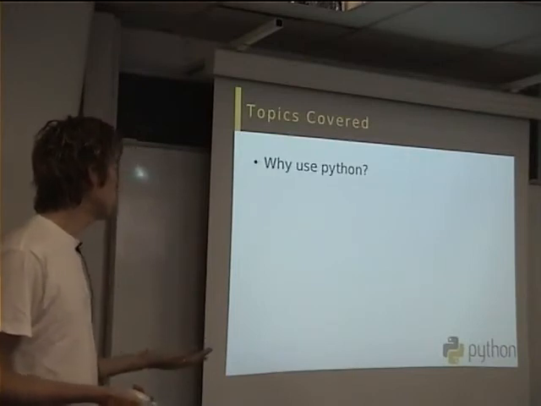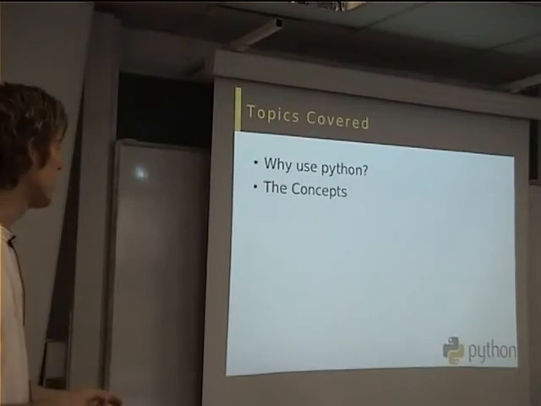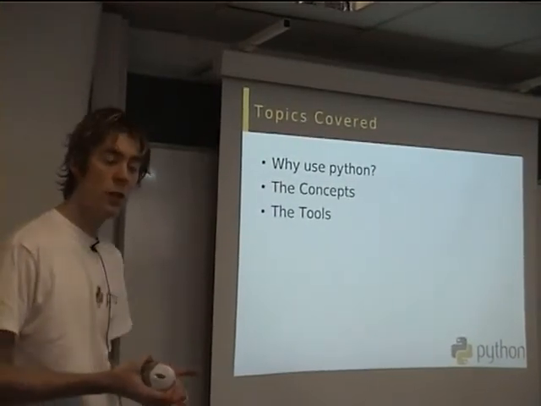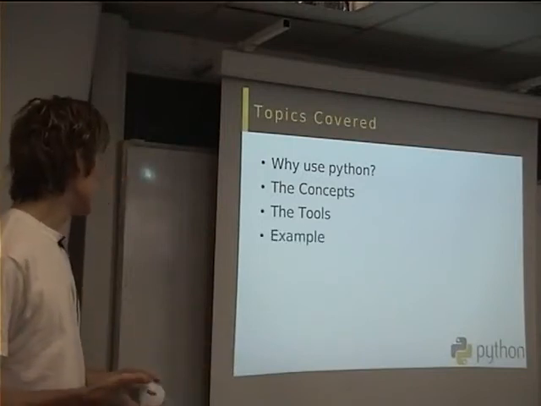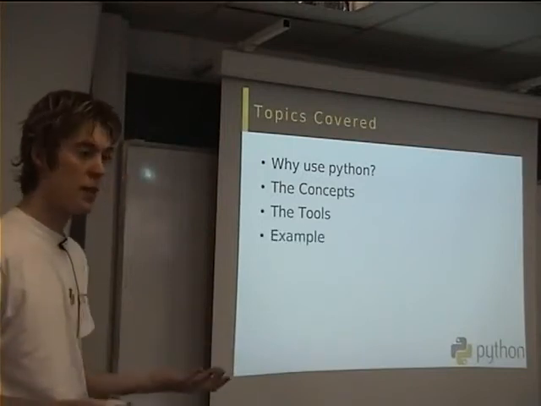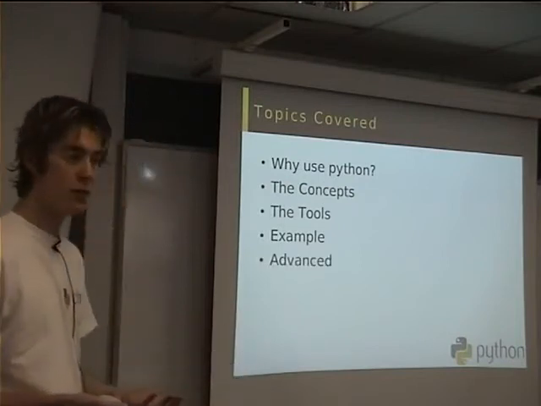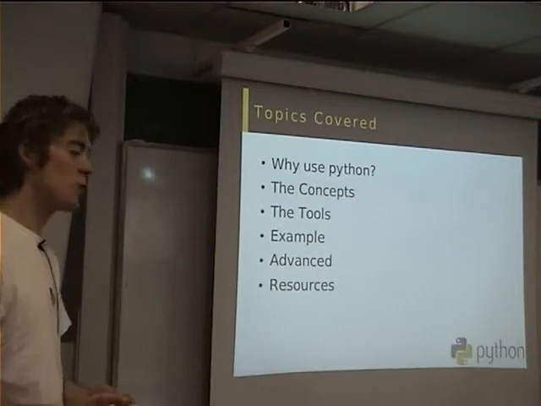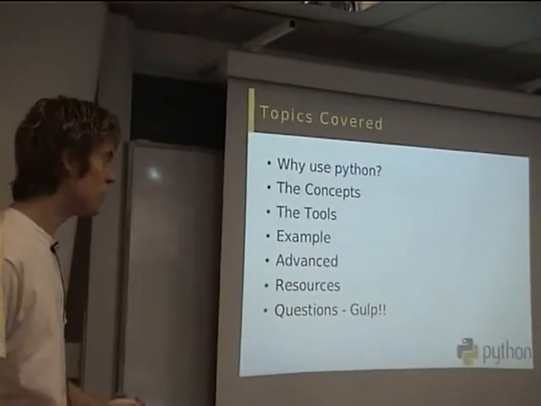So we went through why we should use Python. We went through the concepts of signals and handlers, the tools that we can use, Python, Glade, GTK and PyGTK. A simple example, and we extended that slightly to use the events. We talked about how we can extend this even further, what resources were available, and I suppose now it's time for any questions that you might have.